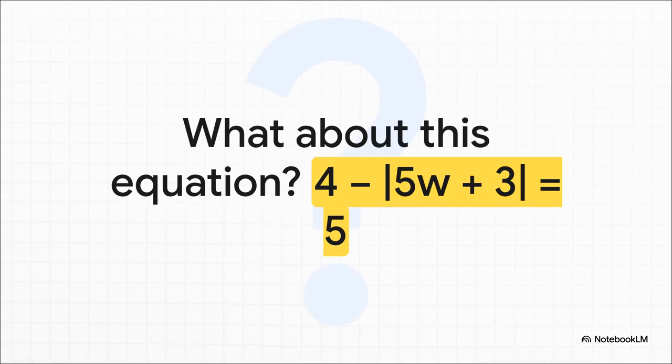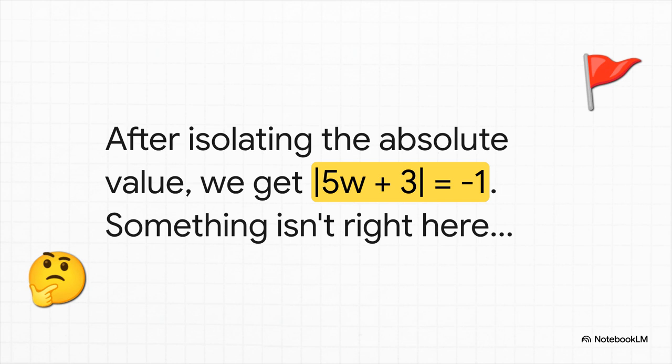So, what happens if you run into an equation like this one? It looks pretty normal at first glance, but we've got to remember the rules. What was step 1 again? That's right, isolate. We absolutely have to get that absolute value expression all by itself before we do anything else. So, we subtract 4 from both sides and get rid of that negative sign, and we're left with this. The absolute value of 5w plus 3 equals -1.